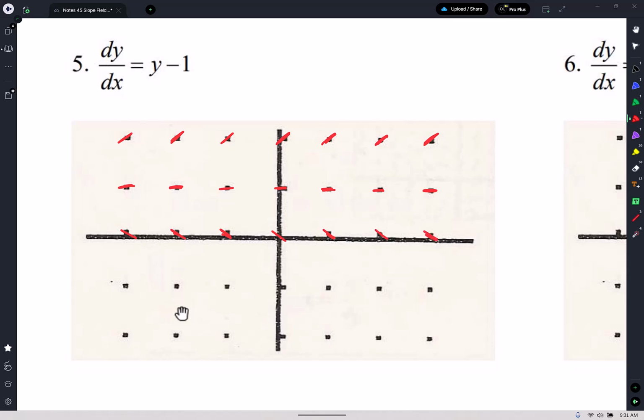At y equals -1, you're going to have a slope of -2. So make it steeper. At y equals -2, you're going to have a slope of -3. So make it even steeper in the negative direction. And there it is. You got another one.